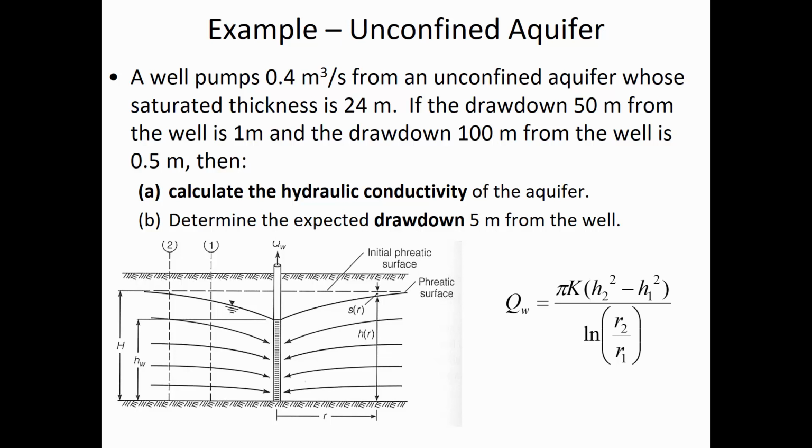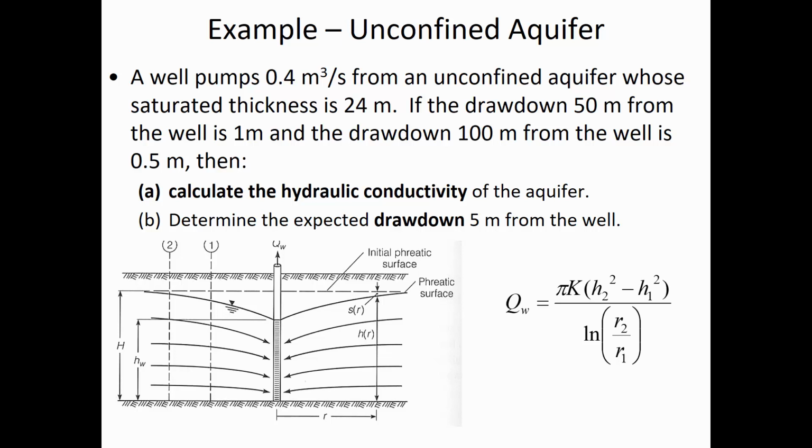And so H1 is going to be capital H minus the drawdown. So in other words, lowercase h1 is capital H minus the drawdown S1. And h2 is capital H minus the drawdown at 2, where the drawdown at 2 is S sub 2.